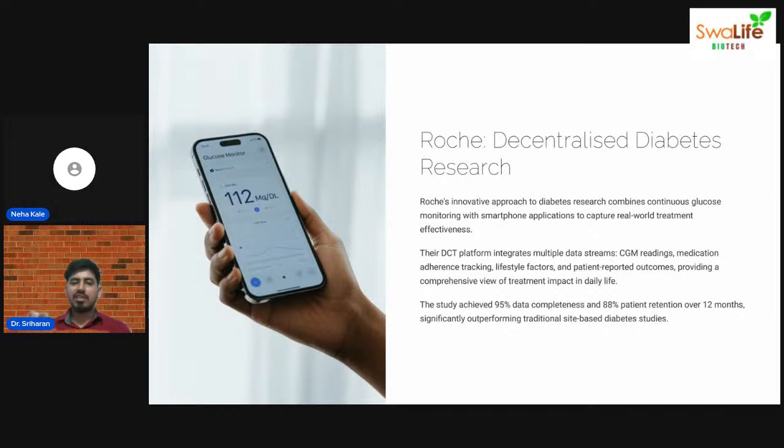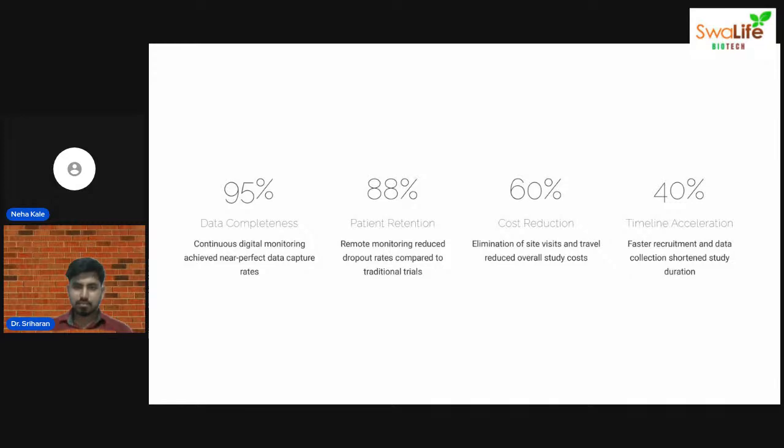These are the DCT platform used in this trial, and this trial also achieved 90% data completeness and 80% patient retention. This is a long trial which takes place over 12 months. They achieved this over 12 months using their digital platform. What I'm saying is that these are things that can be achieved in a long-term study also. Roche can achieve this through their study.